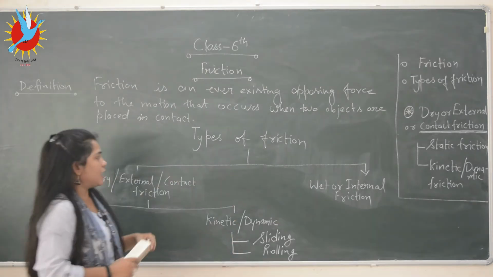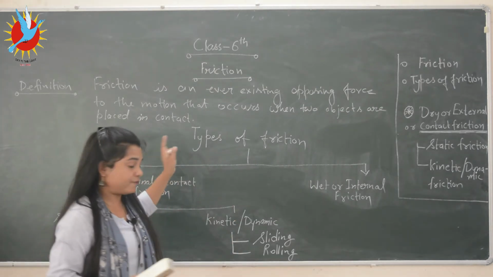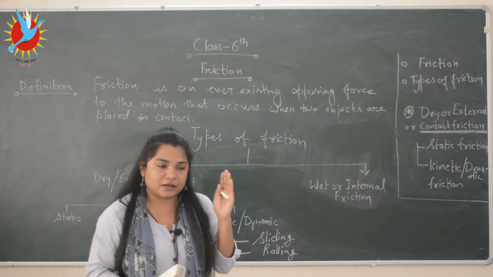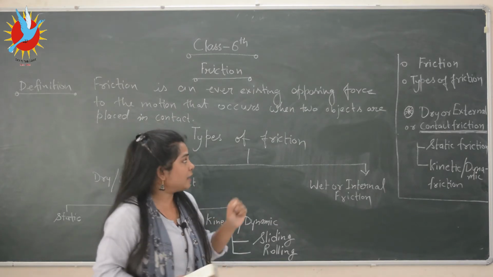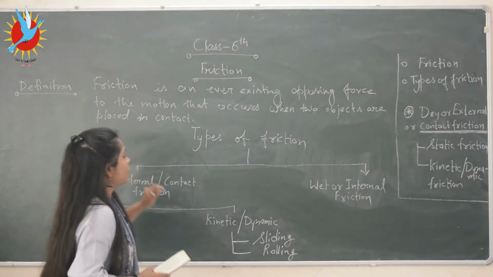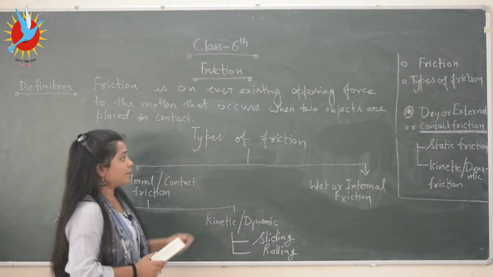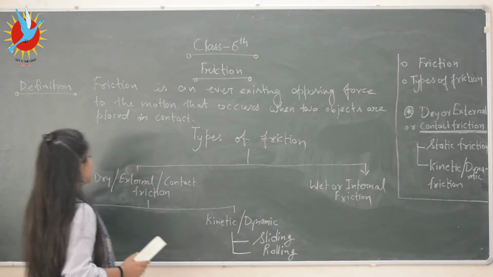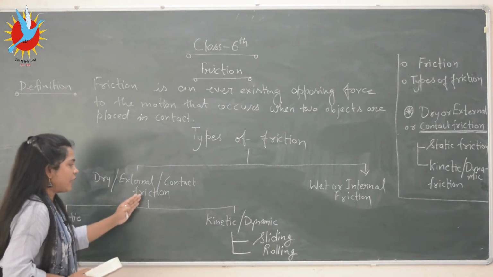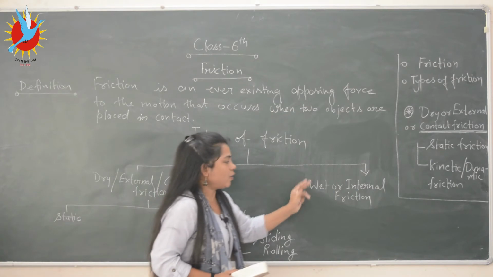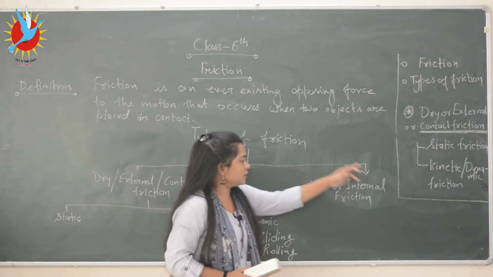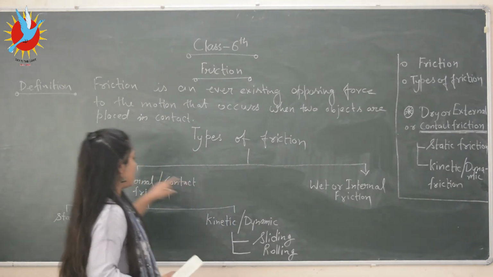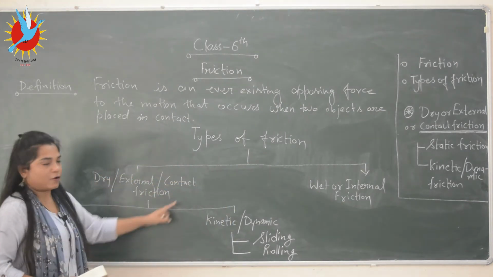Now, since students, this force of friction exists almost in our every activity, even in cycling, running, walking, in every activity of ours. Okay, so it is very important to study about them. Now let's discuss the types of friction. Students, there are two types of frictions: dry, external or contact friction, and the other is wet or internal friction. Since this type of friction is not in your syllabus, you are going to study about them in higher classes. So I am going to discuss today only about contact friction.